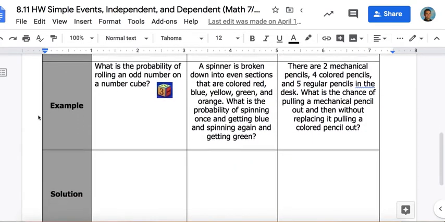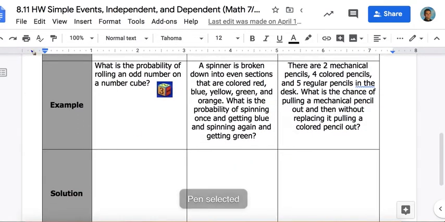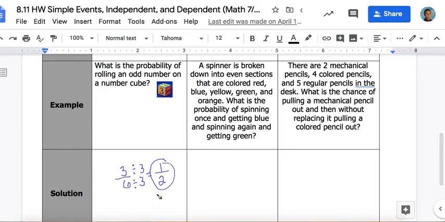All right, let's look at the bottom 3. What's the probability of rolling an odd number on a number cube? That's a simple event. There's 1, 3, and 5, so that's 3 out of 6. I can divide top and bottom by 3. 3 divided by 3 is 1, and 6 divided by 3 is 2. So the answer would be 1/2.